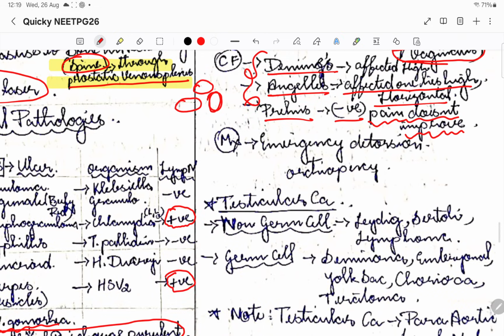Then coming to management, basically emergency detorsion. It is an emergency case, so that is why we'll do detorsion and we'll do orchidopexy. Okay, so that is the management.